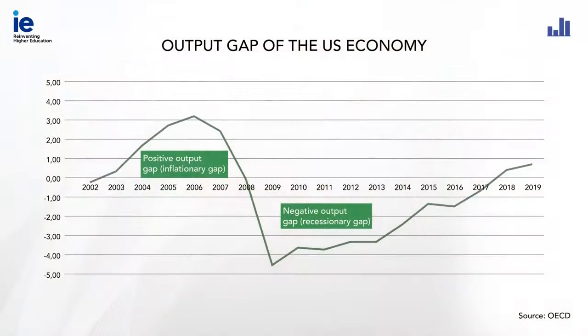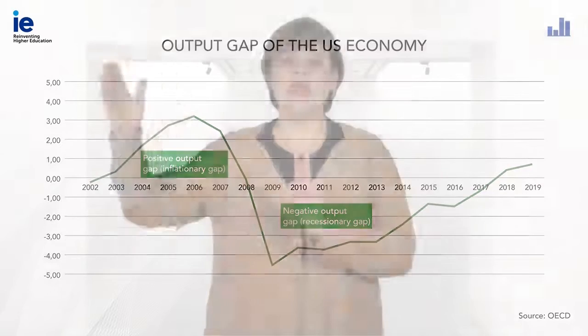And you can see finally at the end of the chart, when we come to the present time, after 2017, the U.S. economy is moving again past potential growth and moving into a new inflationary gap.